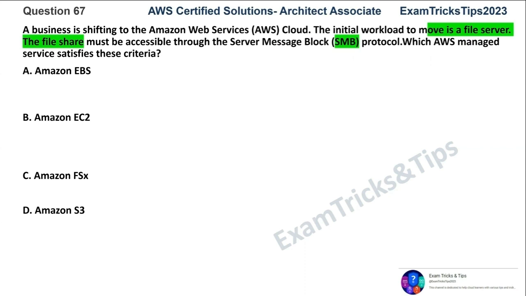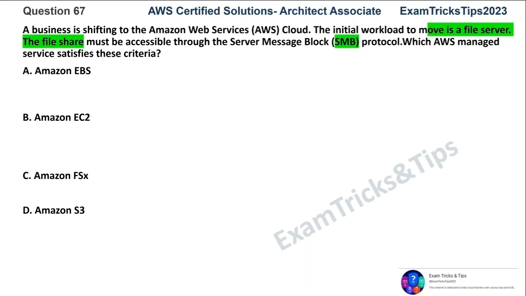So what we need to do is a migration to the Amazon AWS Cloud from on-prem, and the resource that we are trying to move is a file server, and we are looking at SMB protocol as the criteria. And if you have done this in the past, probably in Cloud Practitioner, we know if you want to support SMB protocol, you need to go for Amazon FSx. That's the one used for Windows-based file systems.